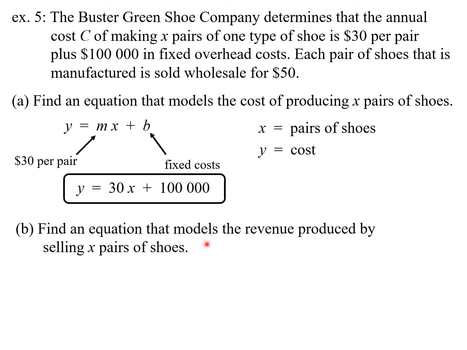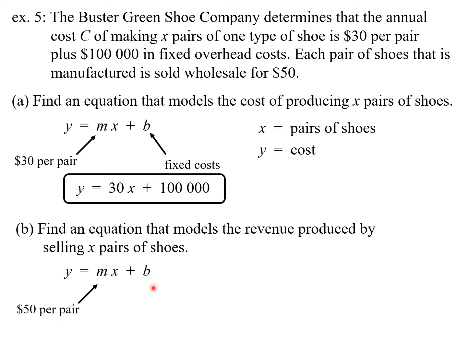Part B, find an equation that models the revenue. Well, once again, in slope-intercept form, we get this. And the rate of change, how much we get by selling more pairs of shoes, is 50. So one pair of shoes, you get $50. So two pairs of shoes, you get $100, and so on. So the rate of change is 50.